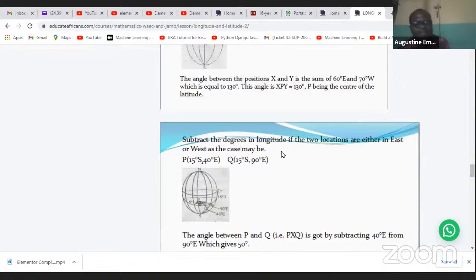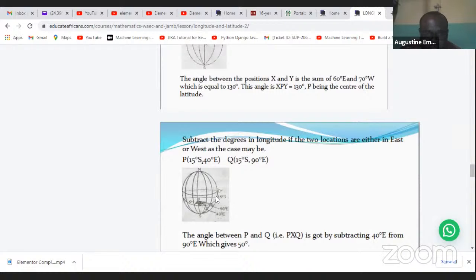Now subtract the degrees in longitude if the 2 locations are in the same direction, so if both are east or both west, then you have to subtract. Take a look at these 2 points, P and Q. You can see 40 east, 90 east. So both longitudes are east. So you have to do 90 minus 40 in order to get the angle. And 90 minus 40 is 50. And that is also what is shown on this diagram.